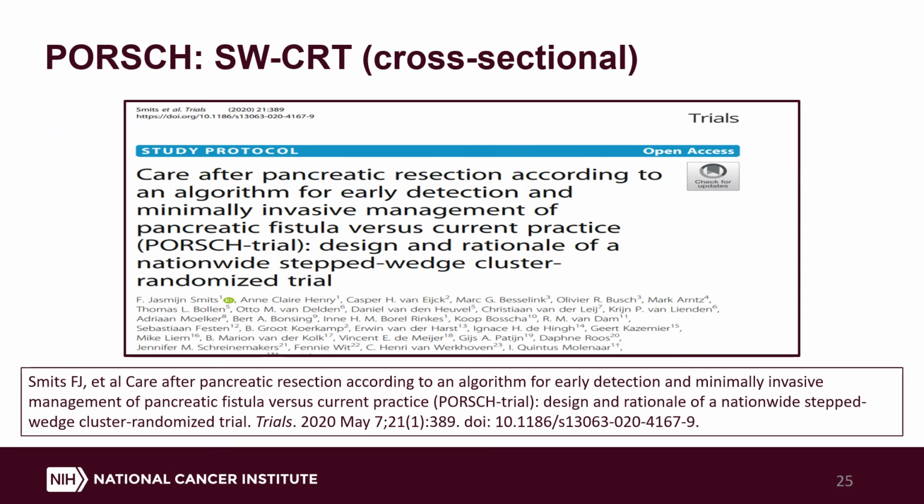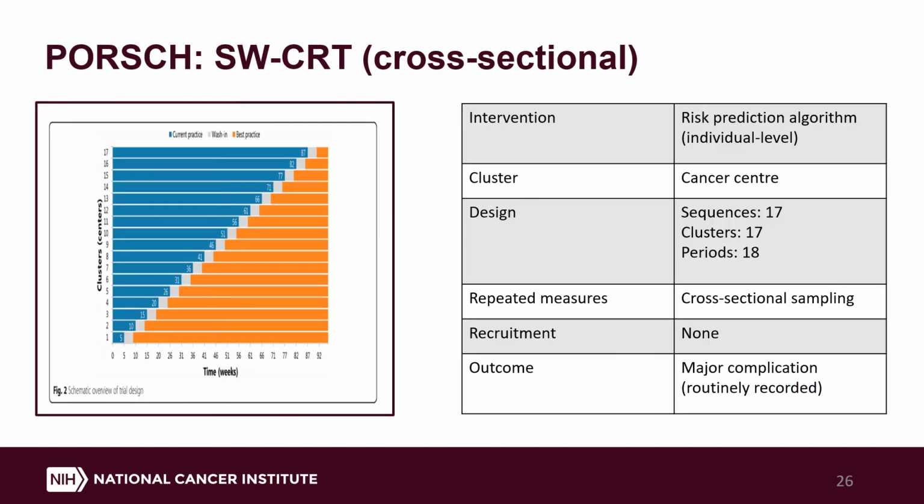And then the third study is called the Porsche study. Now this again is a stepped wedge trial, but this one's an example of a design with cross-sectional sampling. So the intervention here was a risk prediction algorithm targeted at the level of the individual. The cluster was a cancer centre. There were 17 sequences. Here are the 17 sequences. There were 17 clusters, so 1 cluster was allocated to each of the 17 sequences.